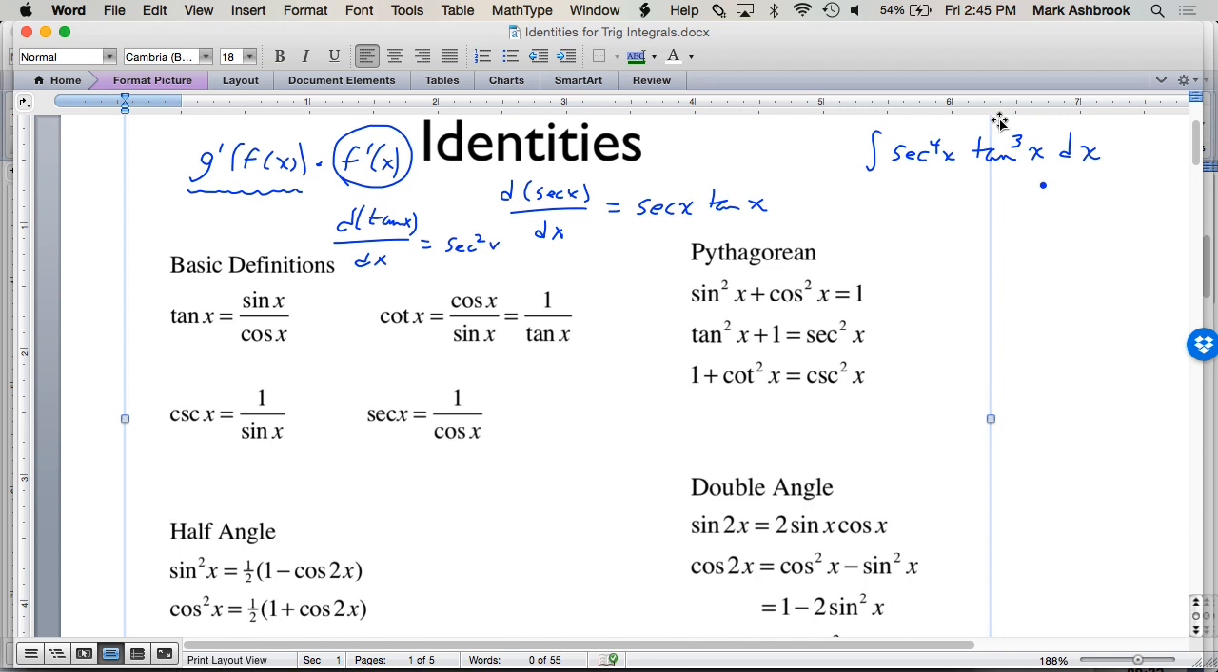Well, let's see. I have a secant to the fourth, so I could pull out a secant squared. And then the question is, could I get the rest of the integral written in terms of tangent? Could I isolate a secant squared as my f prime, and then the whole rest of the integral, could I make it into tangents? Yeah, there's multiple ways to do it, but it's possible. It could be just two secant squares, and then it'll become tangent. You take the integral. So let's pull out a secant squared here.